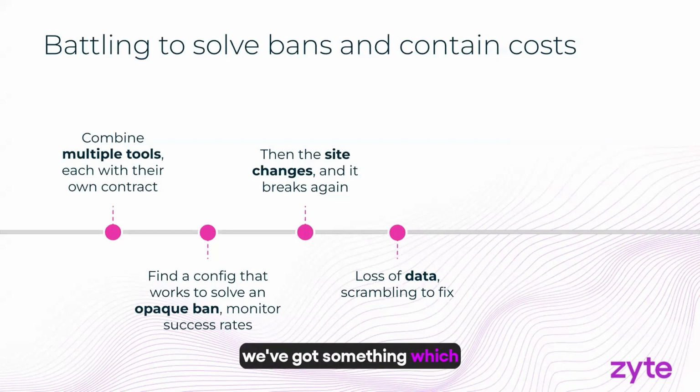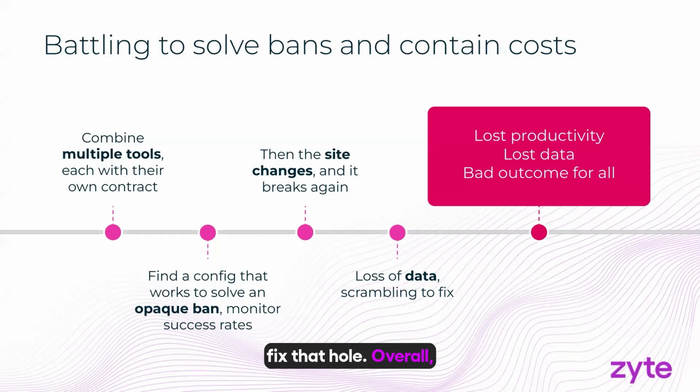Okay, we've got something which is stable, it's working. A few months later, that ban changes, it breaks, there's a loss of data, there's scrambling around to fix that hole. Overall, it's an unhappy experience for everyone, for the development team, perhaps for the customers of that data. And so a solution to this has to solve two problems. It has to solve bans, but has to be done in a way which is cost effective. Otherwise, anyone is just going to be forced to come back to using multiple tools, so that there's a low cost option for the simple sites.